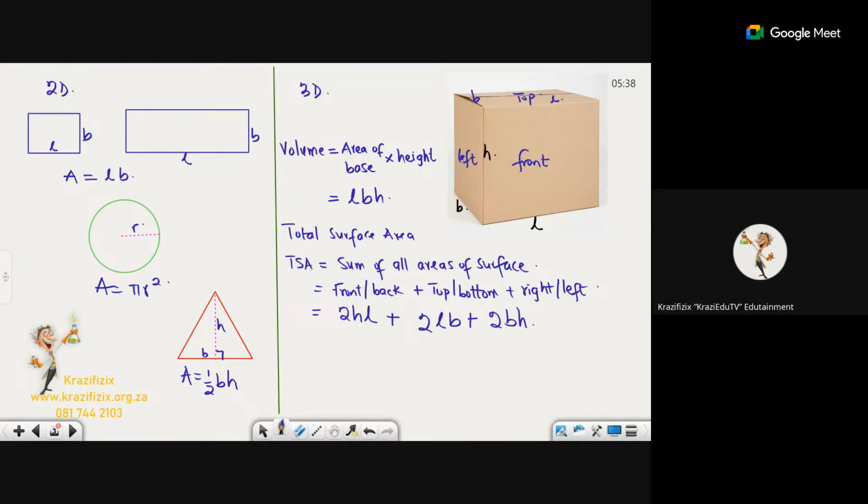Don't cram this thing, just work around it. It's using your knowledge of the 2D and the 3D that you have. And you will just be okay.